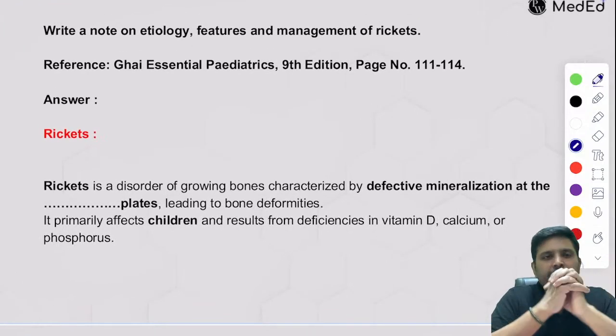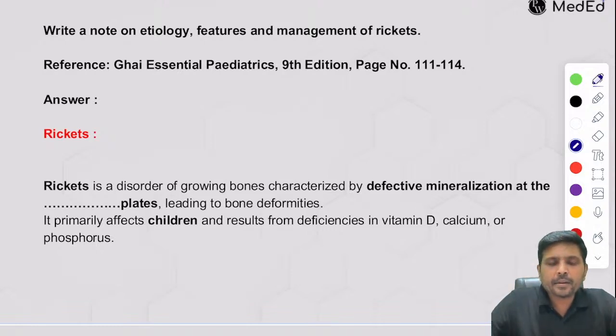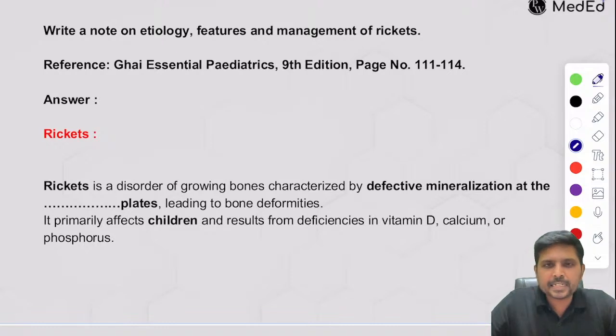Okay, now what is this? Write a note on etiology, features, and management of rickets. Reference guy, right? So, what do you mean by rickets? You all know what the role of vitamin D is. The role of vitamin D is to deposit calcium and phosphorus in the growing end. That is mineralization of the growing end.